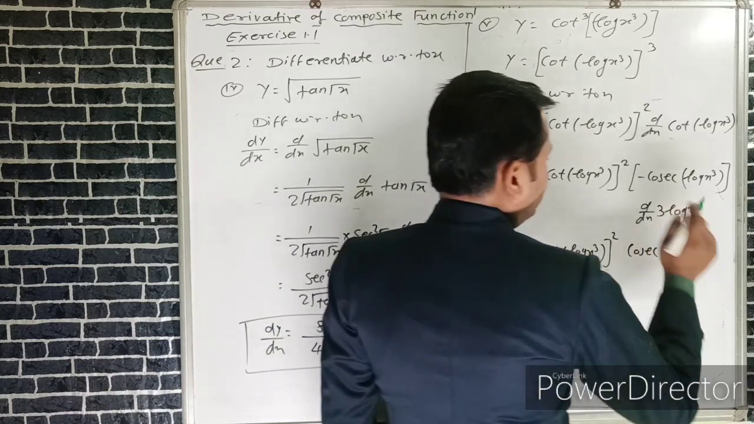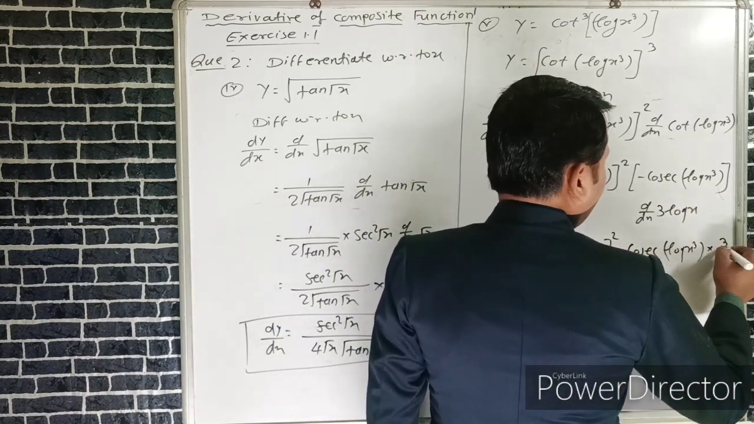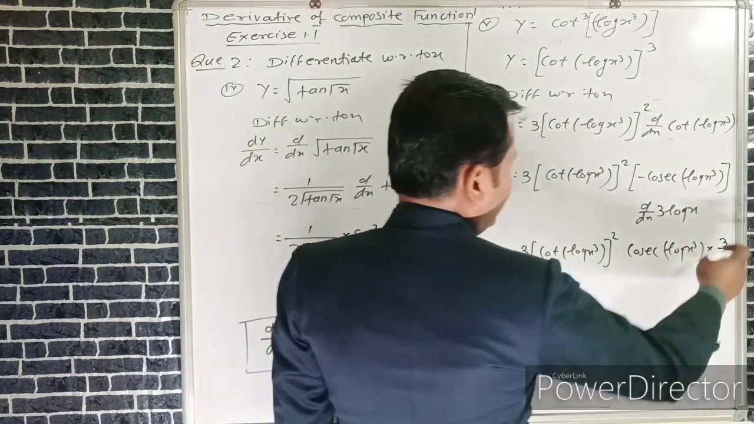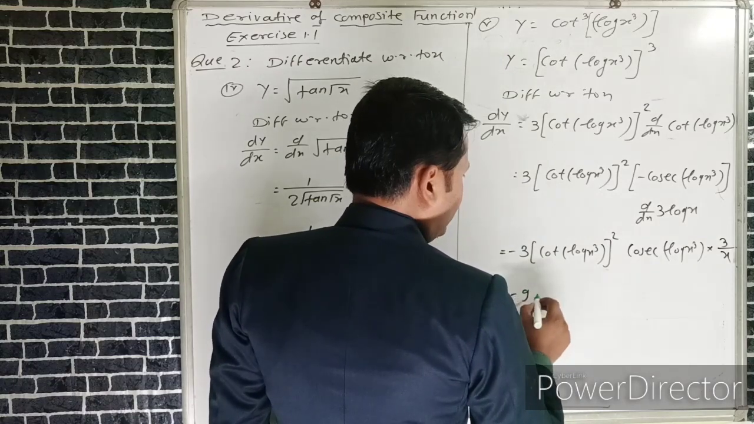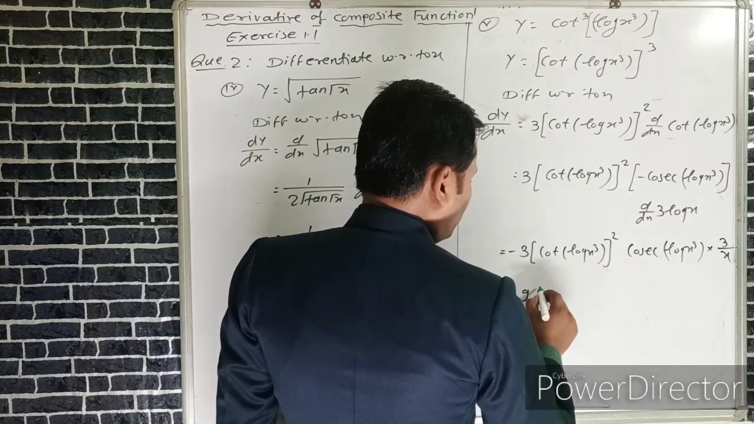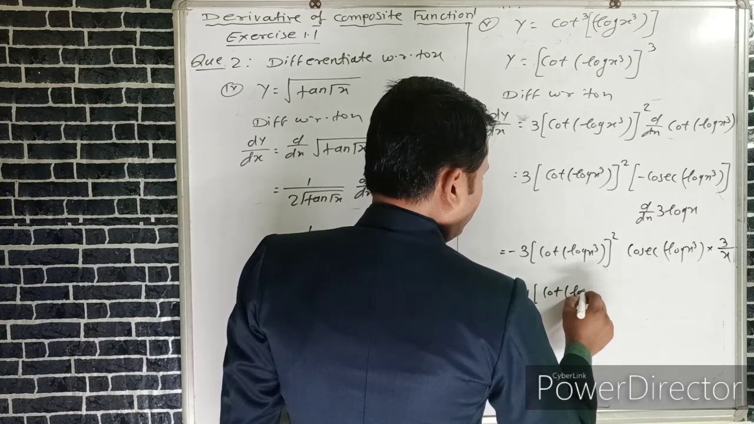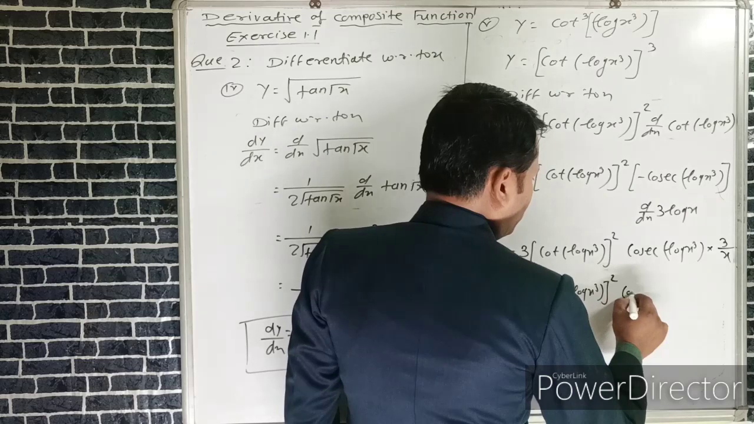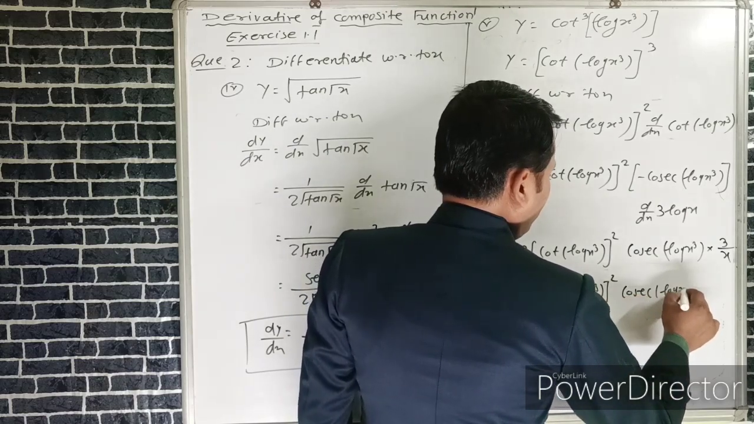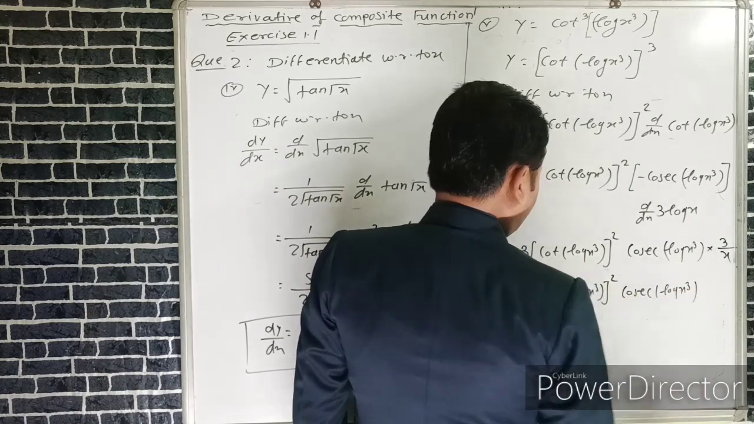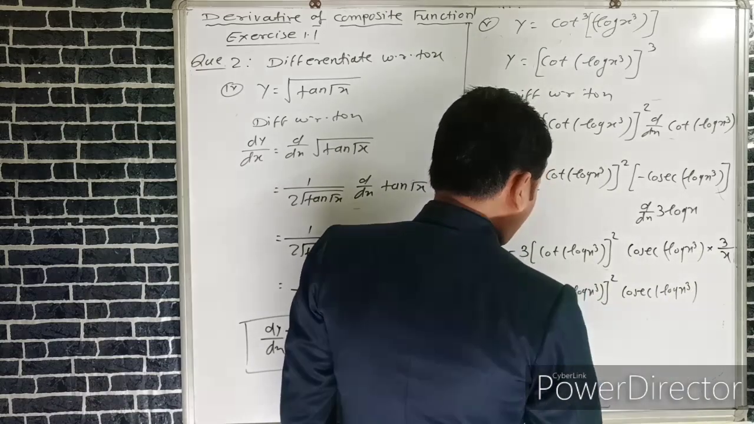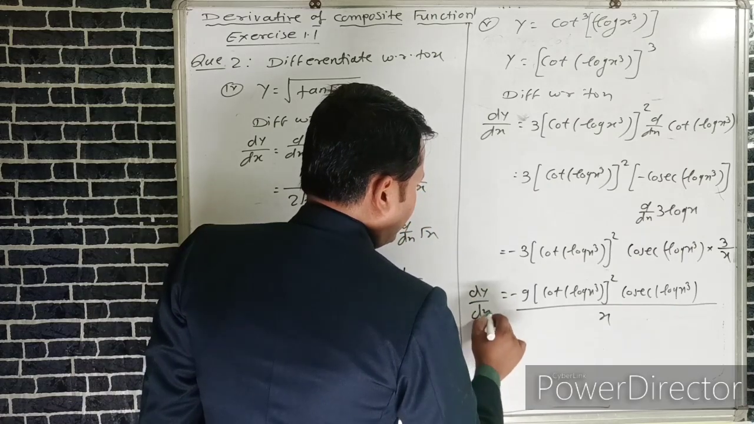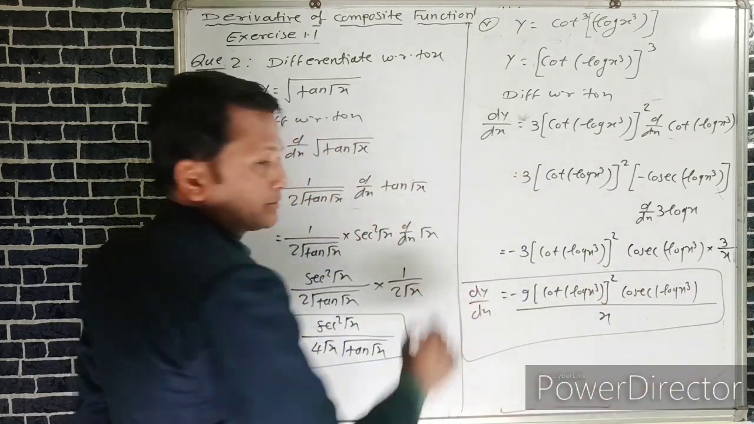3 is constant into the derivative of log x, 1 by x. Hence we can write 3 into 3, minus 9 into cot of log of x cube whole bracket square into cosec of log of x cube, into 1 upon x, which is the required derivative of y, dy upon dx.